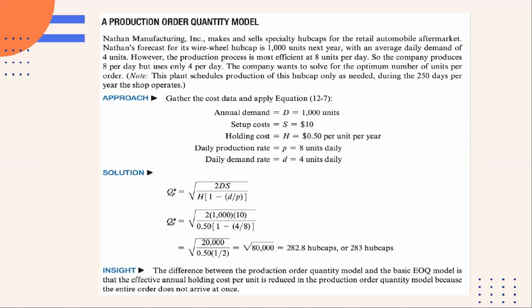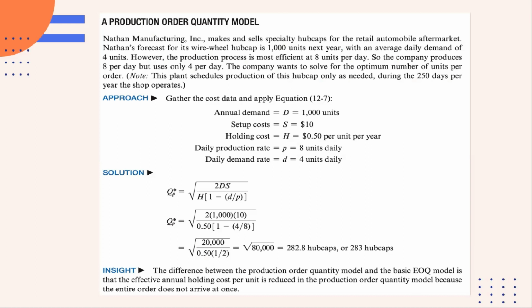D, as we know, is the annual demand, which is 1,000 units. Setup cost S is $10 and holding cost H is $0.50 per unit per year. And daily production rate, as we know, P is 8 units daily. And the last is daily demand rate, d, which is 4 units daily.